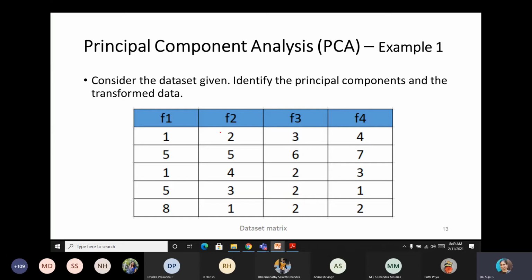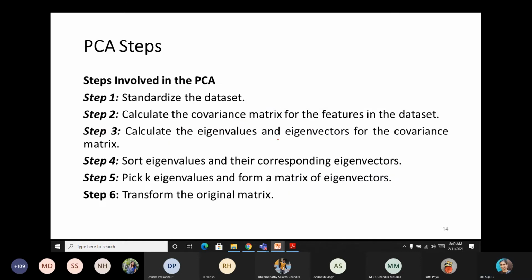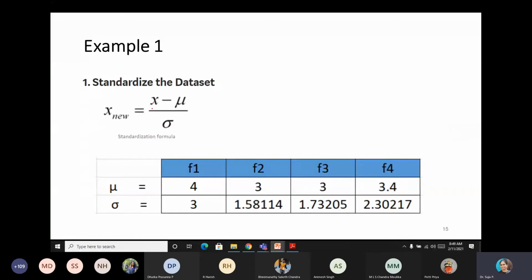Now there are 4 features given, and for each feature we have 5 rows. That means this is a 5 cross 4 matrix. We have to find the principal components and then the newly transformed data with a reduced number of columns. The steps are repeated. The first step is standardizing the data set, which is x minus mu by sigma.